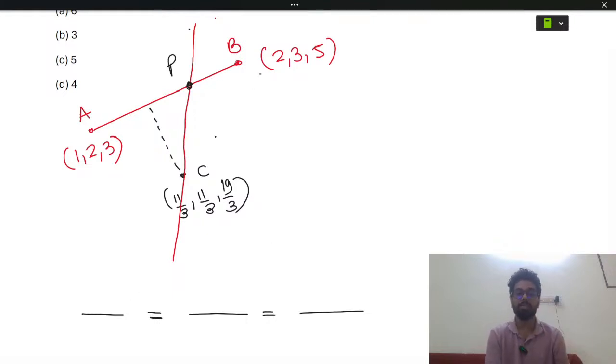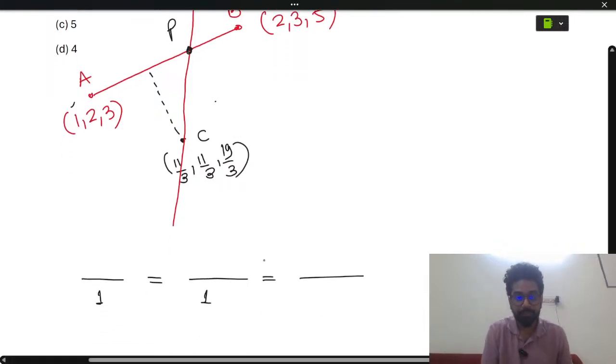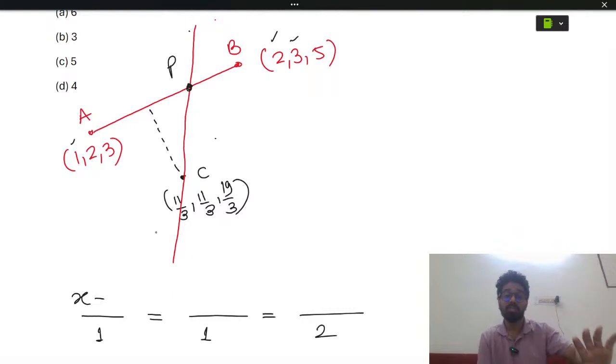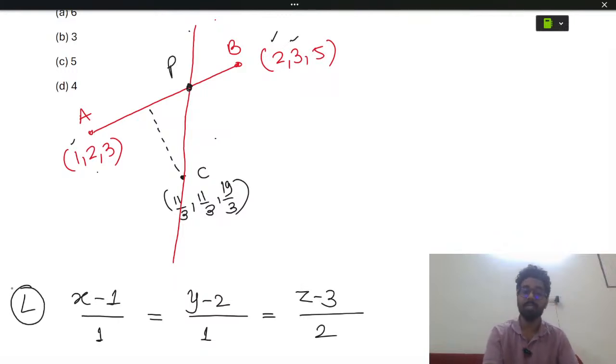So x2 minus x1: 2 minus 1 is 1. 3 minus 2 is 1. Similarly, 5 minus 3 is 2. Now after this, x minus any one of the points, either x minus x1 or x minus x2. Let's suppose I choose x minus x1, then I have to choose y minus y1, so y minus 2, and z minus 3. So this is the equation of the line AB, which in the question is asked to be represented as L.